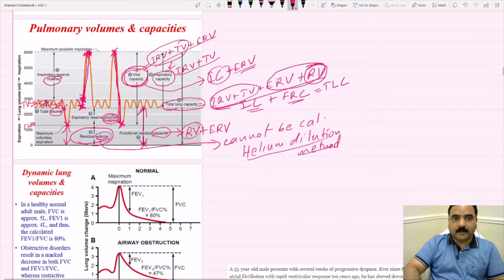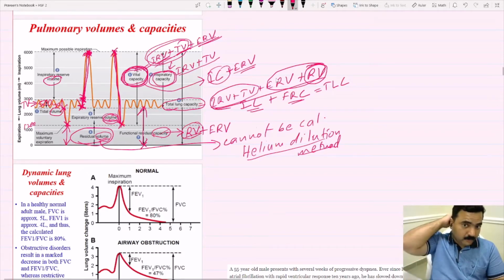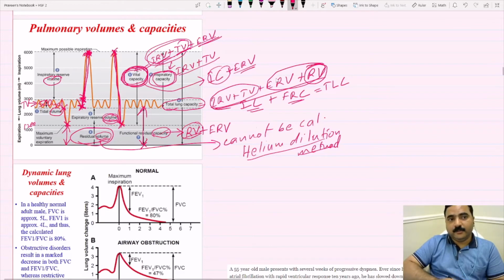The major thing that can be calculated is the vital capacity, which includes the inspiratory reserve volume, tidal volume, and expiratory reserve volume. So these are the three volumes that you can calculate. Inspiratory reserve volume plus tidal volume gives you the inspiratory capacity. So you can calculate inspiratory capacity and vital capacity. Other than that, the total lung capacity, functional residual capacity, and residual volume cannot be calculated using spirometry alone, so you need to combine the helium dilution method with spirometry.